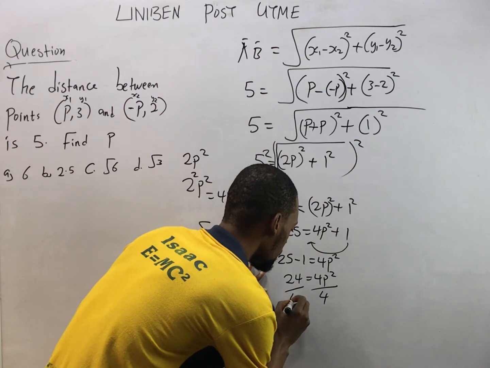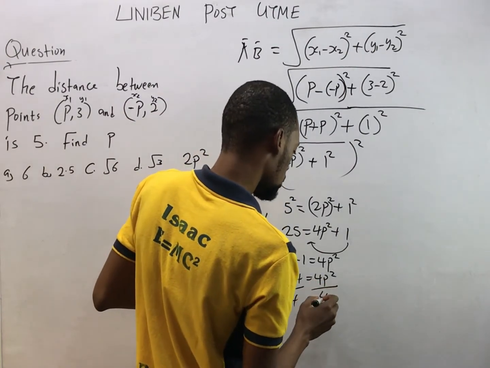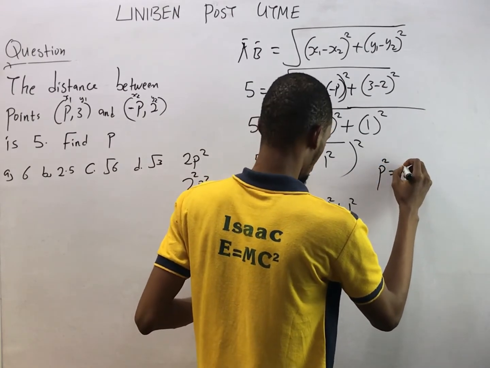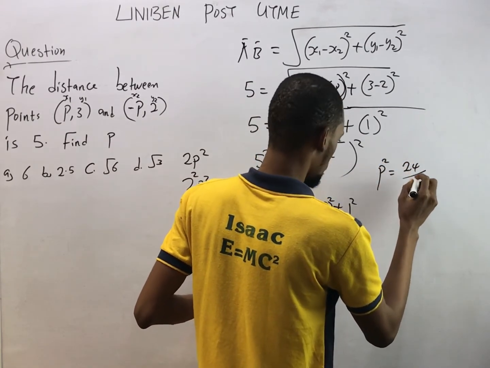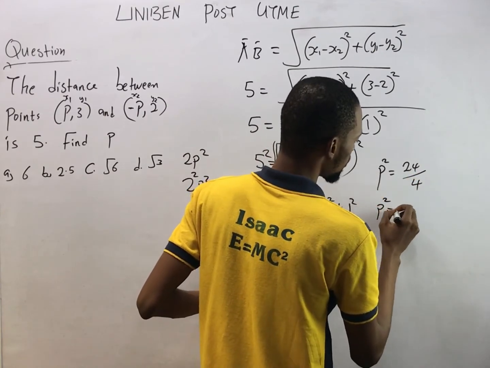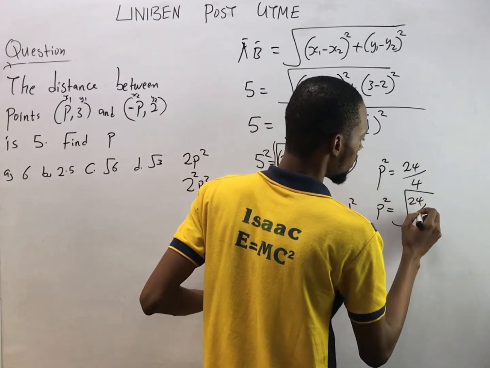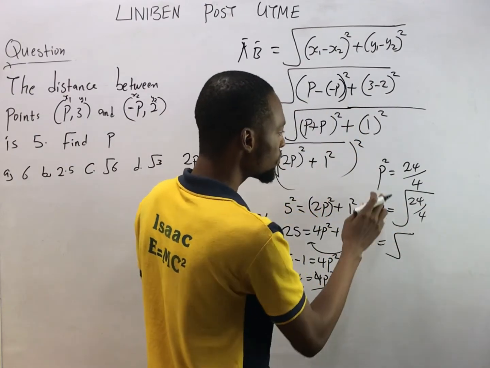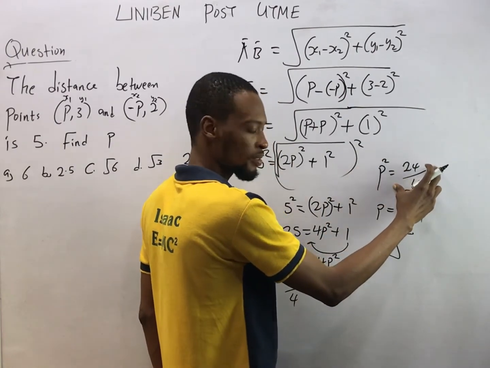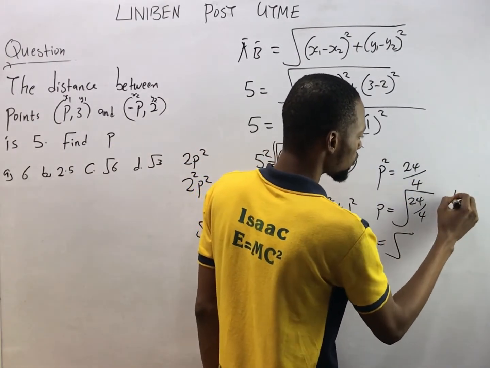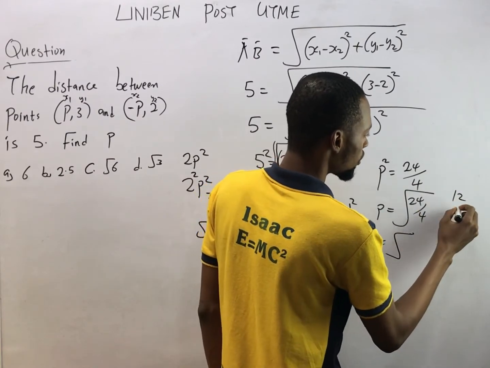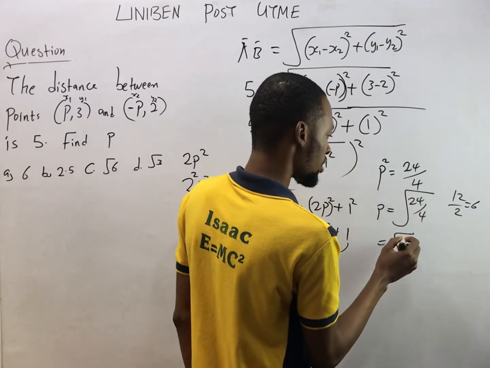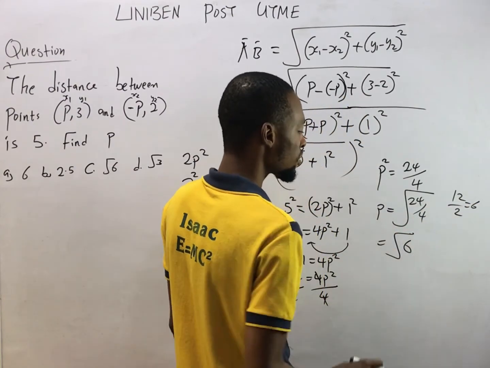Dividing both sides by 4, this 4 cancels this 4. So p squared is equal to 24 over 4. To remove this square, we take the square root of this one. So 24 divided by 2 is 12. 4 divided by 2 is 2. 12 divided by 2 is 6. So 24 divided by 4 is 6. So your answer is square root of 6.